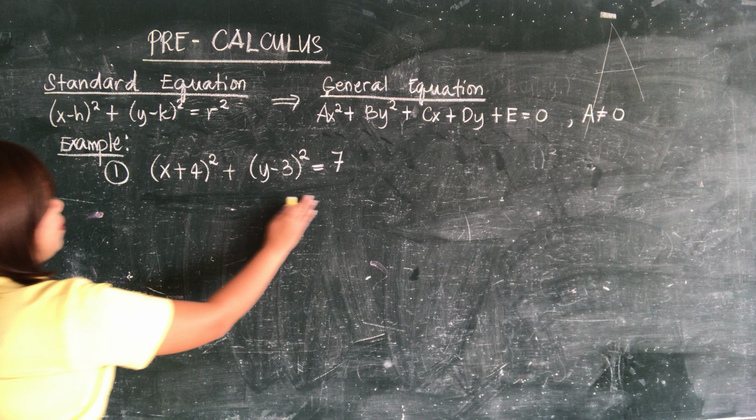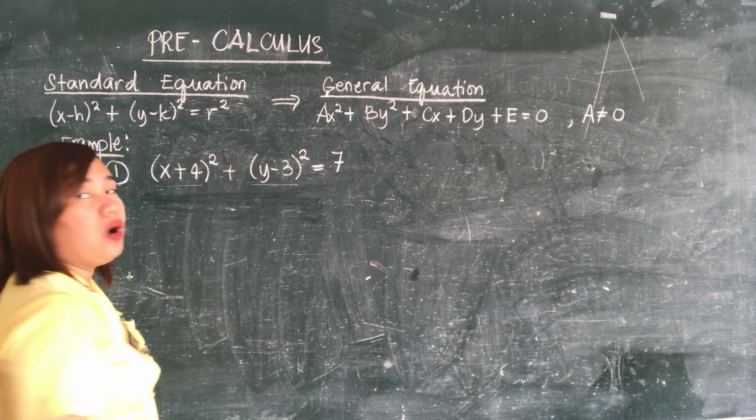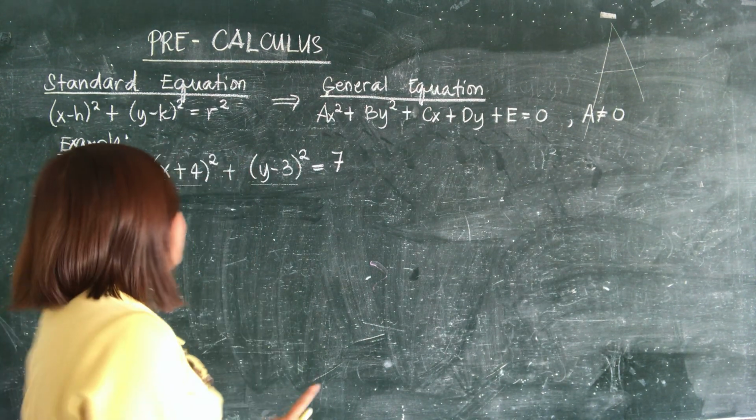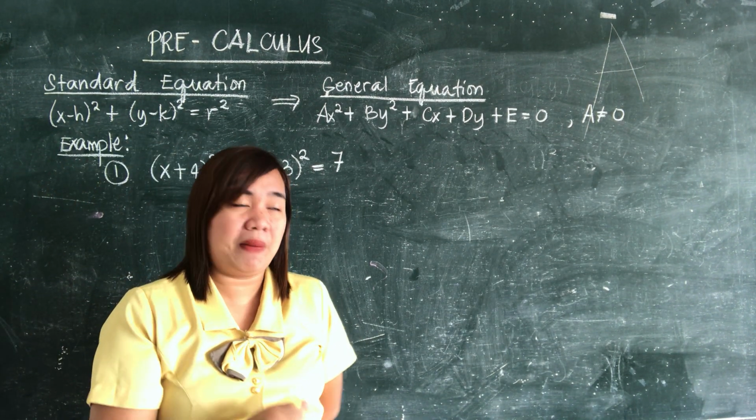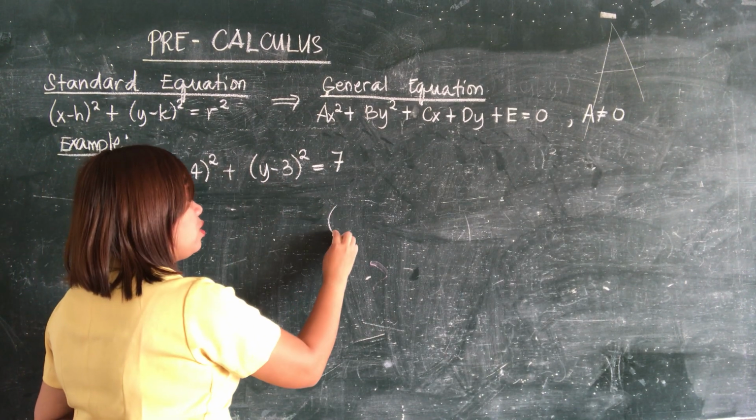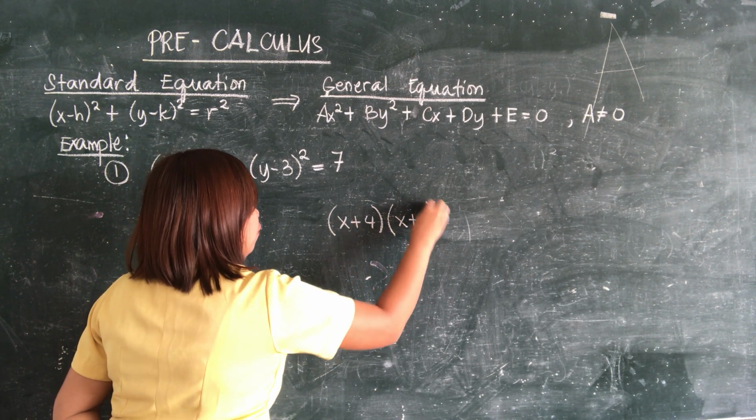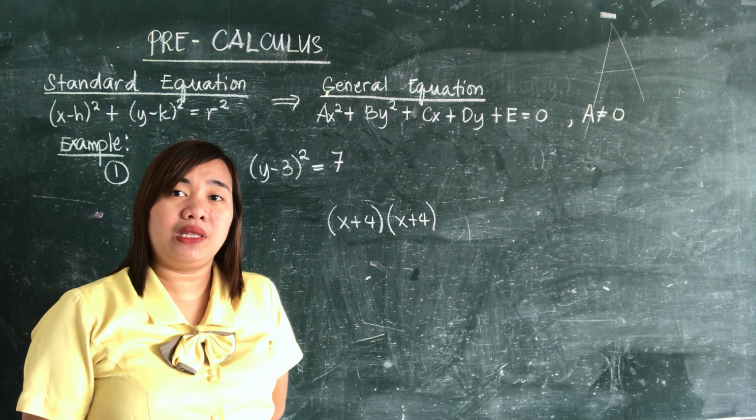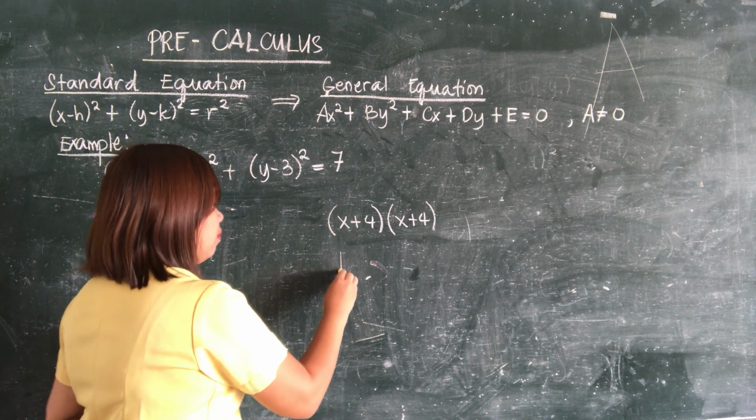So let's try. So (x plus 4) quantity squared, as you can see, this is what we call a square of a binomial. And squaring a binomial, pwede siyang gamitan natin ng yung tinatawag nating FOIL method. If you are going to write this, na yung (x plus 4) quantity squared also means that x plus 4 times x plus 4. Yan ang ibig sabihin ng ating (x plus 4) quantity squared. Then, from that, you can apply the FOIL method.